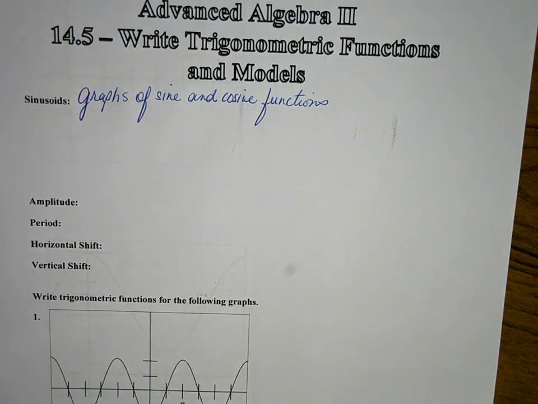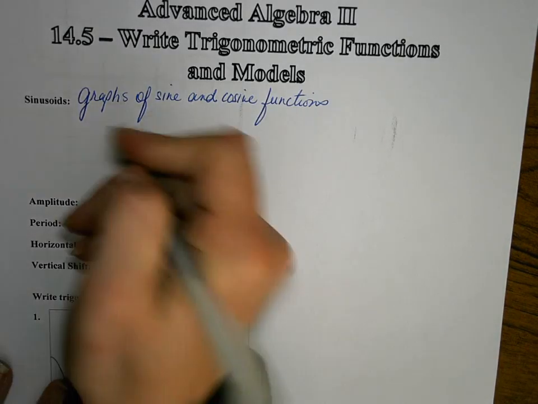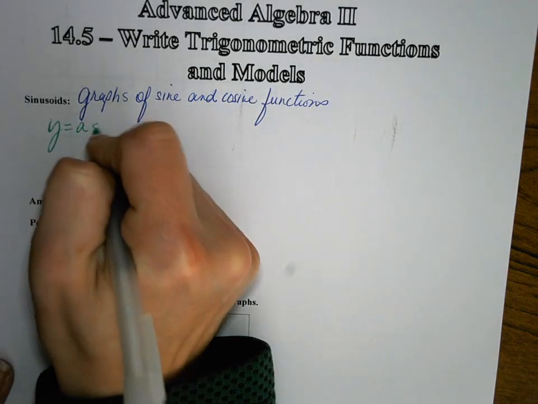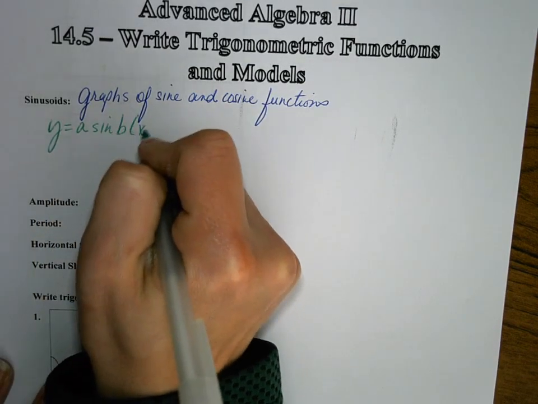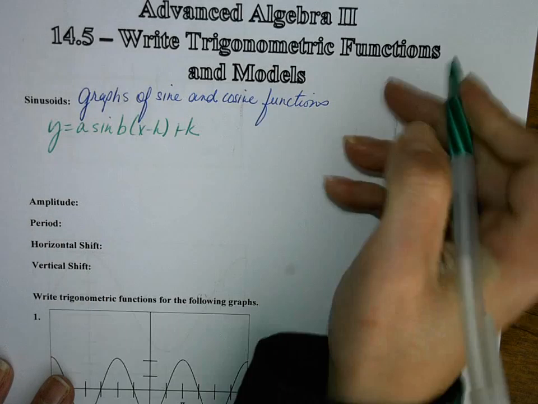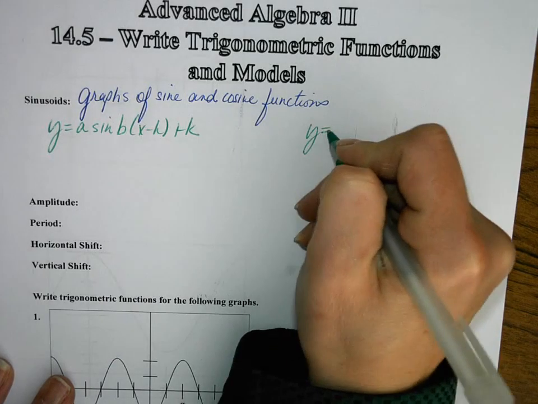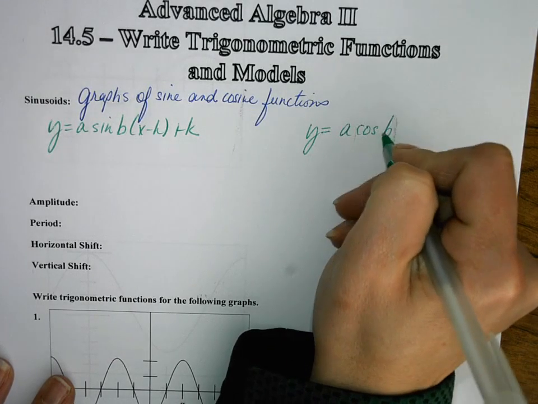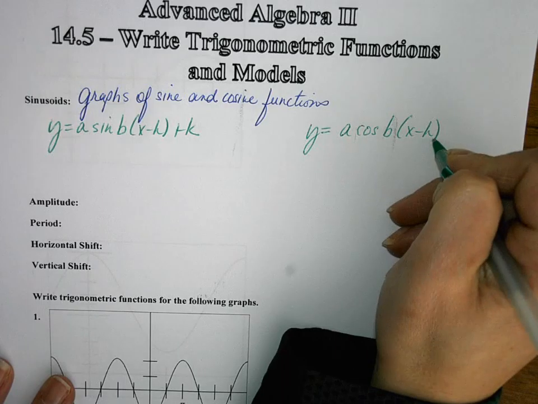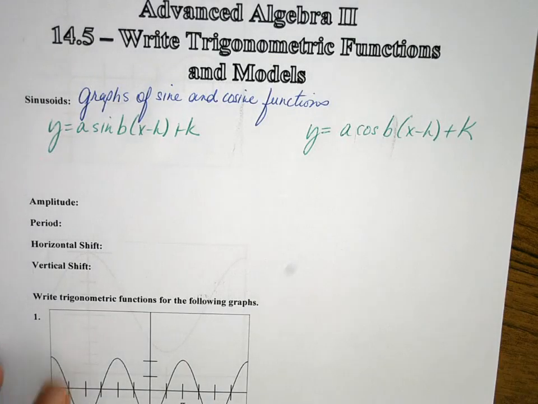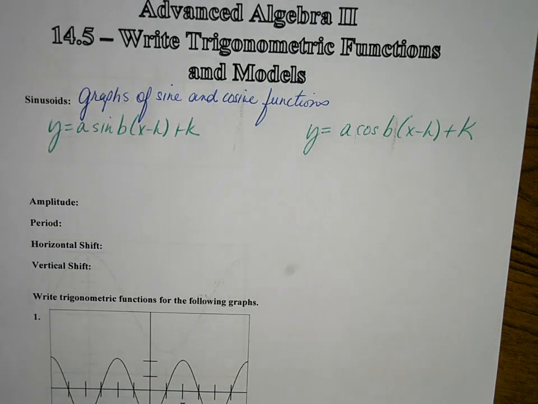Now, we should remember that our sine function always has an equation of y is equal to a sine of b times the quantity of x minus h plus k. And my cosine always has the equation y is equal to a cosine b of the quantity of x minus h plus k. The sine and the cosine graph. Now, the a, the b, the h, the k, they do some stuff for me.